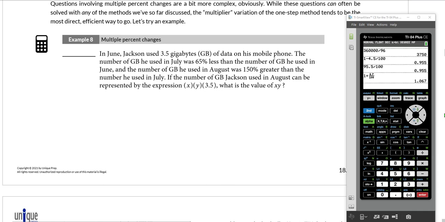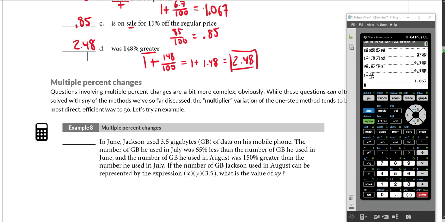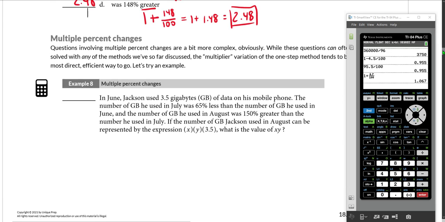Multiple percent change questions are down at the bottom of the page. These questions obviously are slightly more complex. These are some of the toughest percent increase decrease questions you will get. On a multiple percent change question, very frequently the multiplier method that we just discussed is going to be the easiest way to attack these. If you want to try example 8 on your own, pause the video and then come back and watch me work through it. If you want to just watch me work through it, that's fine too.